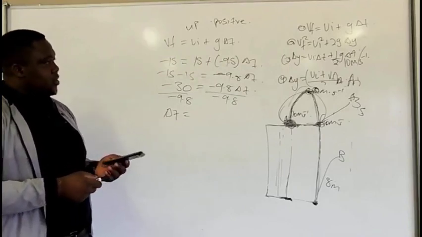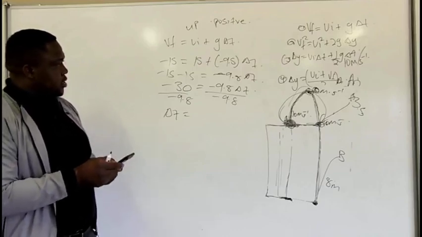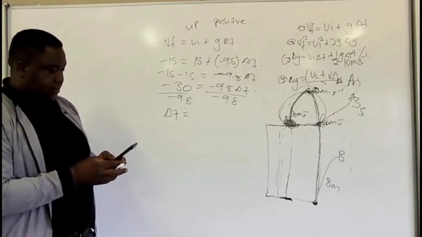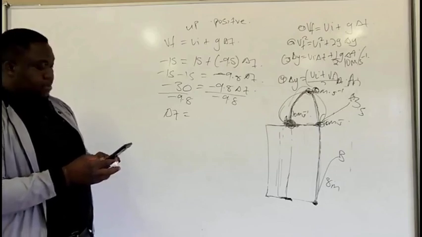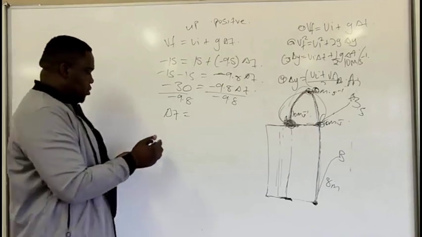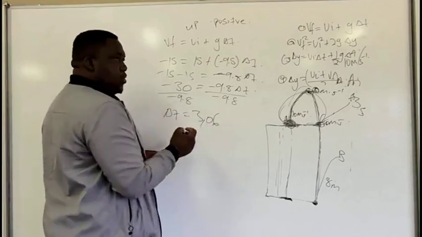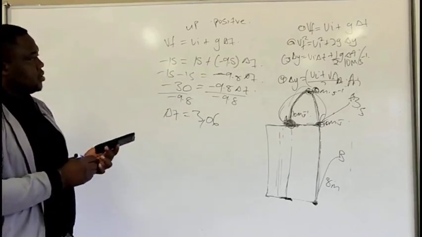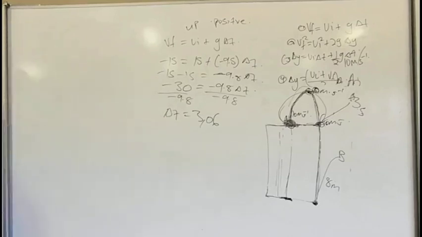9.8, then what's happening? 30, is it correct? We're going to have 30 divided by 9.8. We get a final answer 0.6. We get 0.6. Okay, let me read the question correctly.